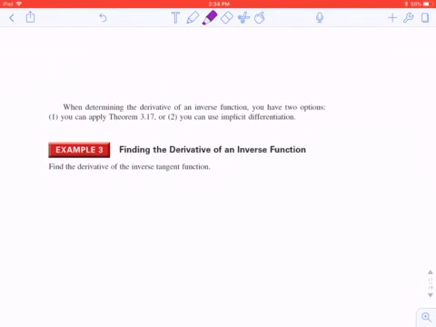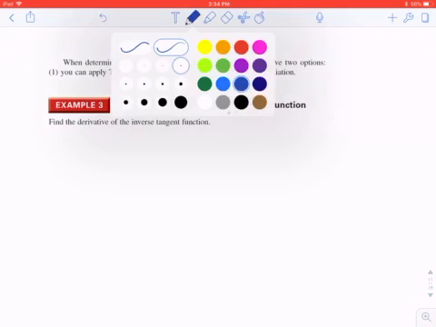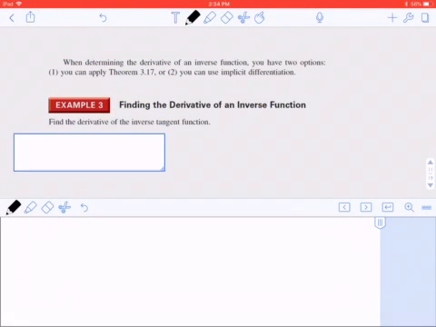Okay, so a couple different options for us to develop the derivative of an inverse function. I'm going to go through both options with you, hopefully relatively quickly here. All right, so the first thing I'm looking for is the derivative of the inverse tangent function. I can use that summary chart idea, or I can use some implicit differentiation. I will show you both.